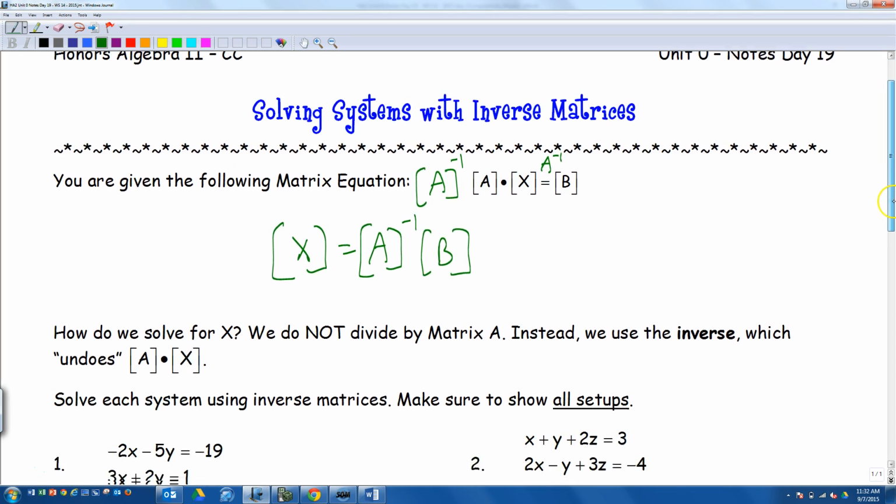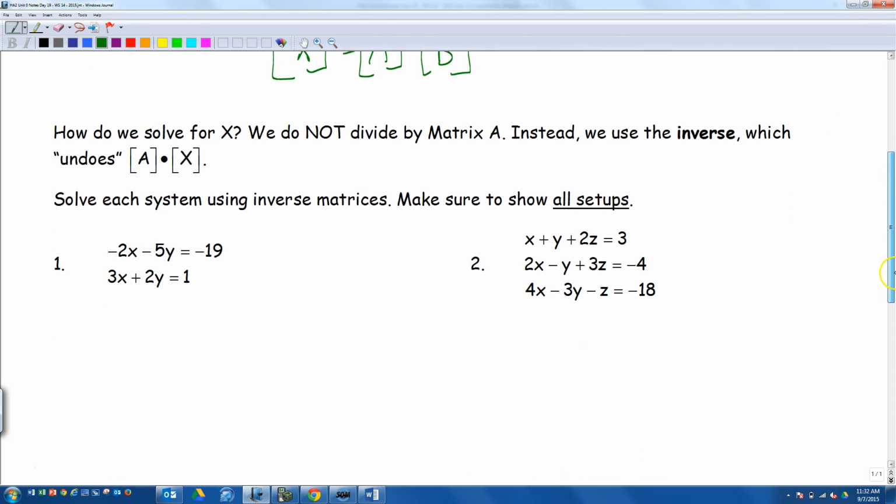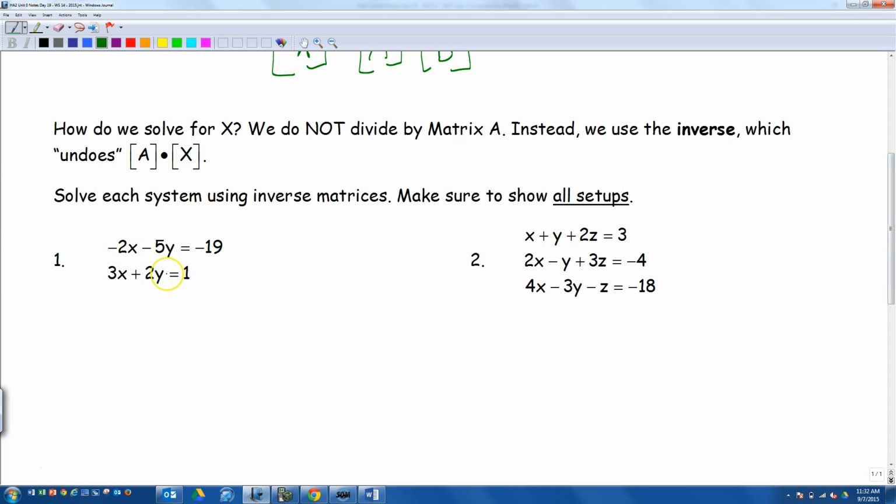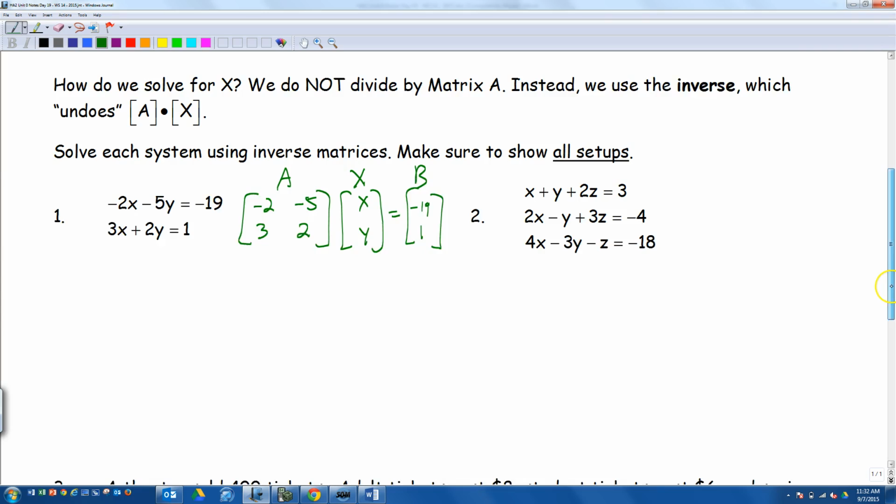Okay? So let's do that and let's show the setup. The A matrix is always the coefficients on the left side of the equation. By the way, these have to be in standard form, with the x's and y's, all the letters on one side and what it's equal to on the other side. So for this problem, I'm going to set up the matrix -2, -5, 3, and 2. That's my A matrix. My variable matrix, or X matrix, is just x and y. And that's going to equal the B matrix, which is this 2 by 1, -19 and 1.